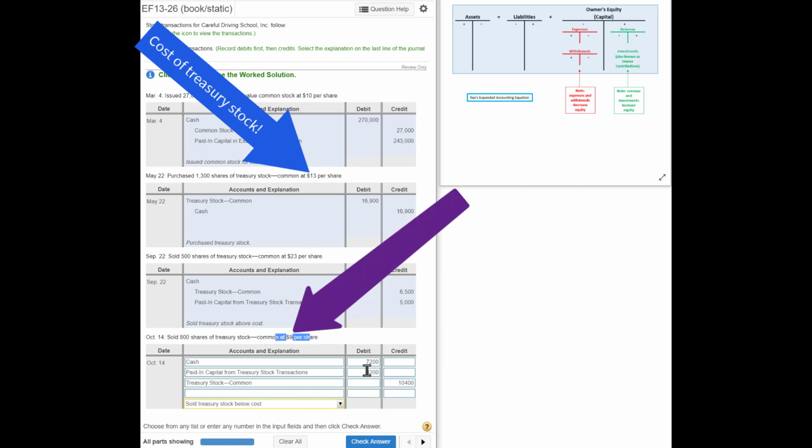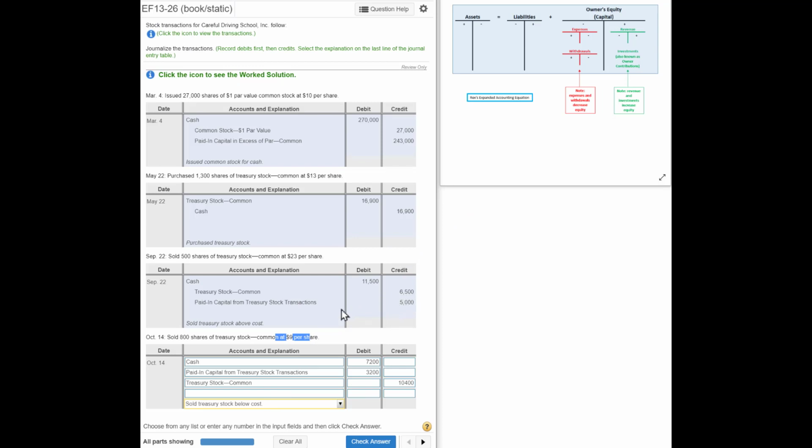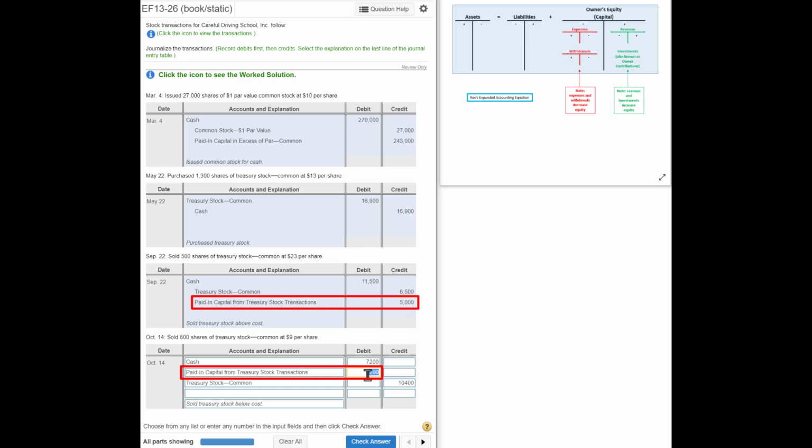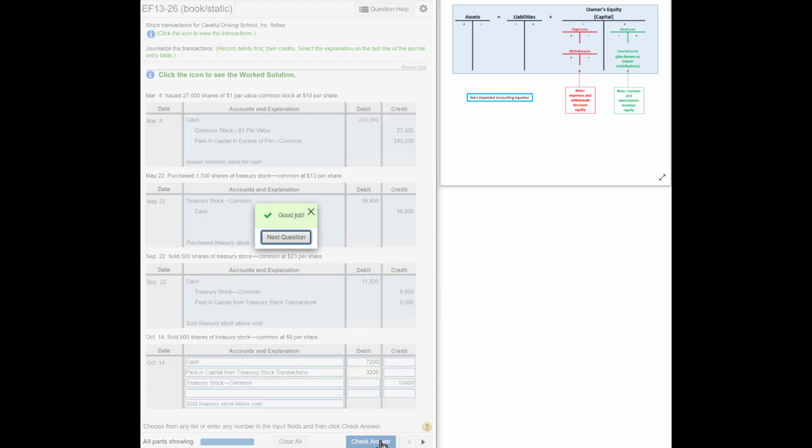Now, one thing we have to check first: make sure that this paid in capital from treasury stock transactions account does not have a negative balance. In other words, it does not have a debit balance. Remember, because it's paid in capital, it should have a balance on the right side because it's an equity account. So let's double check. We had $5,000 as a credit, and now we have $3,200 as a debit, so that means it has a credit balance, so we're fine. We don't have to worry about anything. And that's it.